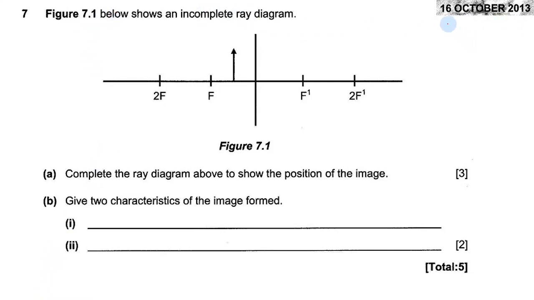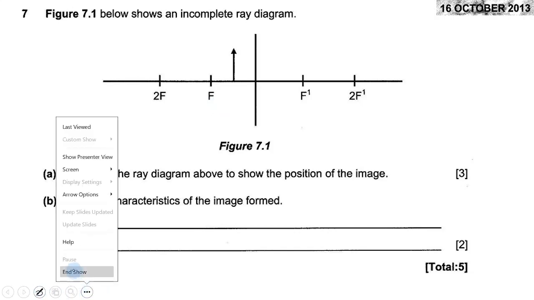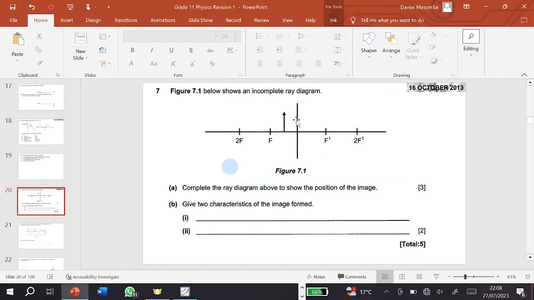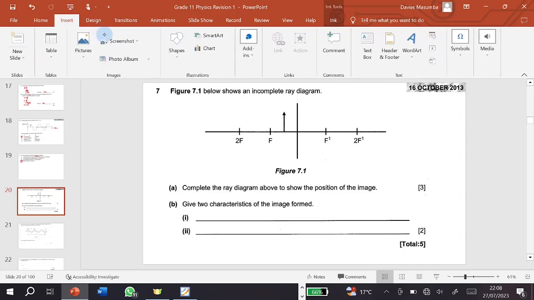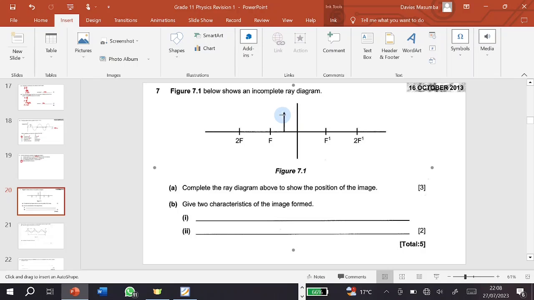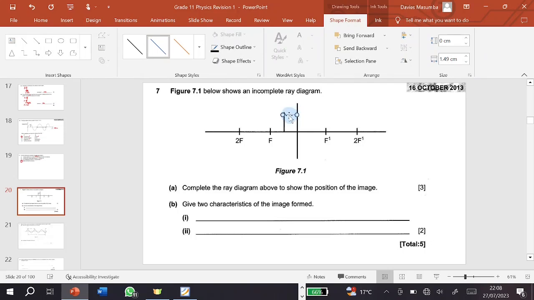This came in 2013 on the 16th of October. They're saying figure 7.1 below shows an incomplete ray diagram. Then they're saying complete the ray diagram above to show the position of the image. So if this is the object, I'm going to draw what I told you previously, this is how we do it. So you draw a line from here to here.